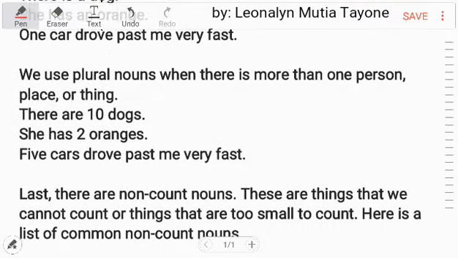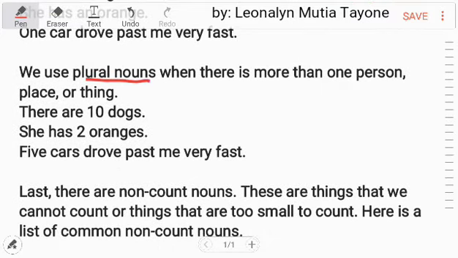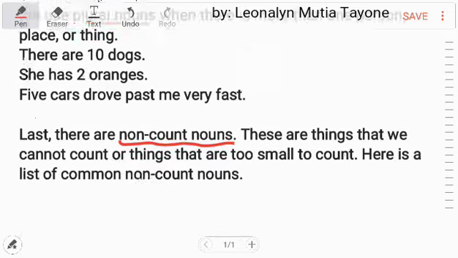We use plural nouns when there is more than one person, place, or thing. There are 10 dogs. She has 2 oranges. 5 cars drove past me very fast. Last, there are non-count nouns. These are things that we cannot count or things that are too small to count. Here is a list of common non-count nouns.